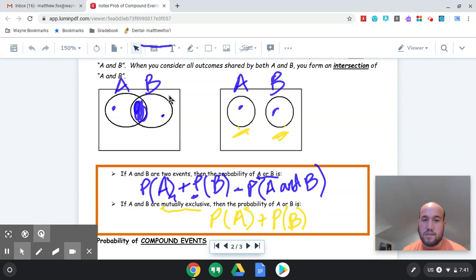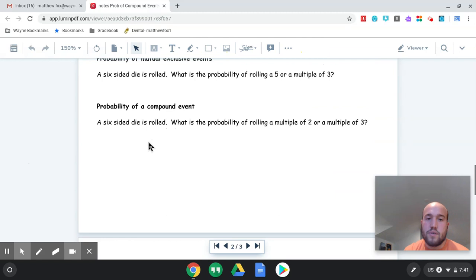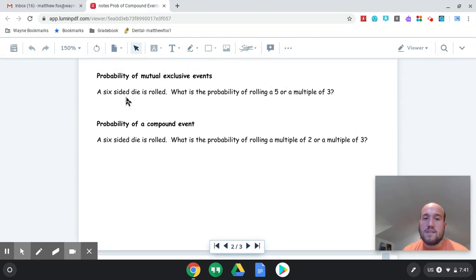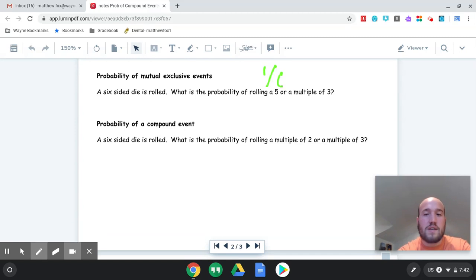Okay, so now let's take this probability of compound events and apply it. If we look here, it says a 6-sided die is rolled. So that's a standard die. It says what's the probability of rolling a 5 or a multiple of 3? Let's first think about the probability when you roll a 6-sided die of rolling a 5. There's one 5 on it: 1, 2, 3, 4, 5, 6. So there's one 5 out of 6, so we know that there's a 1/6 chance we'll roll a 5.